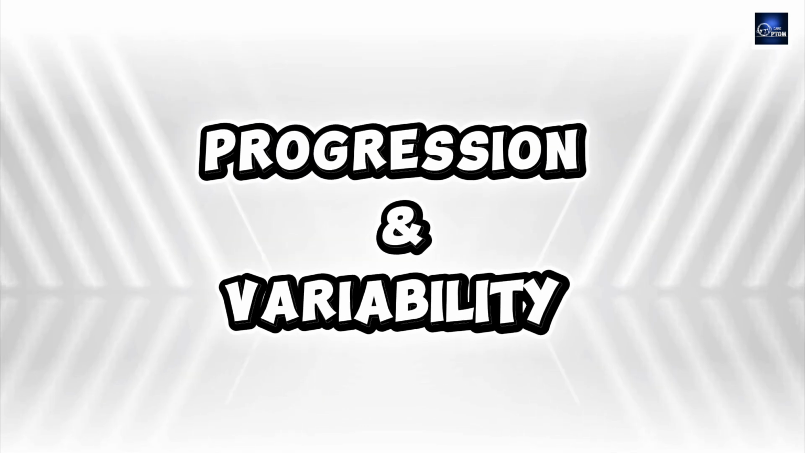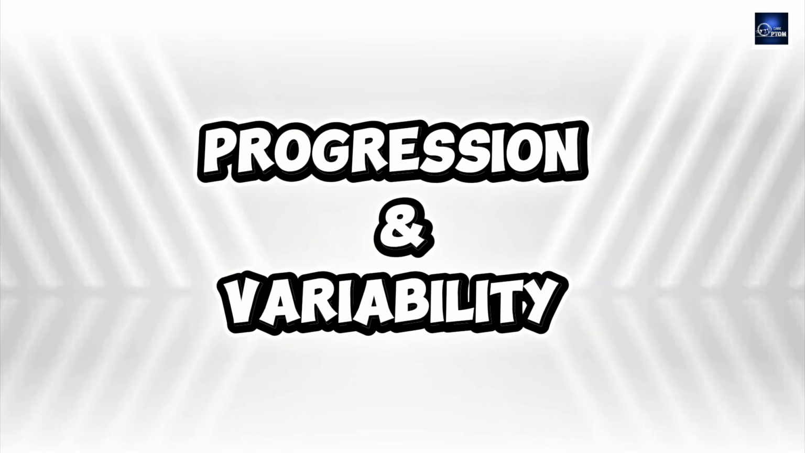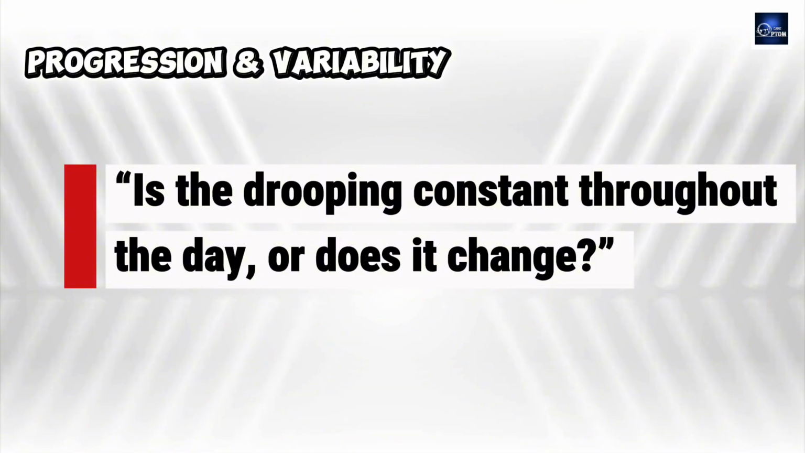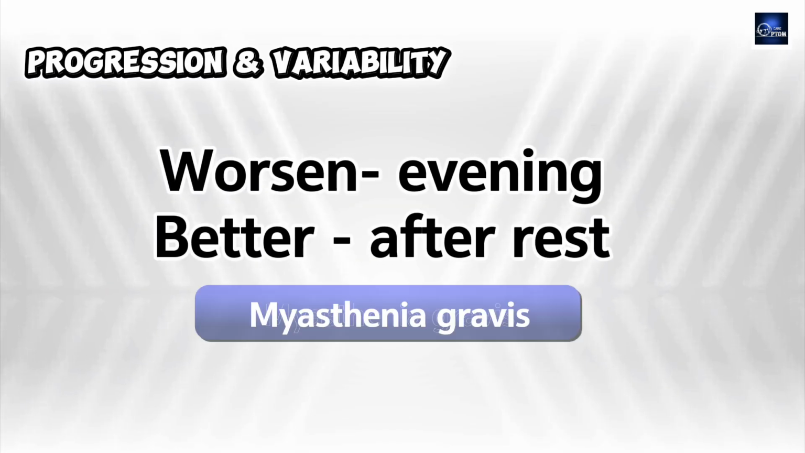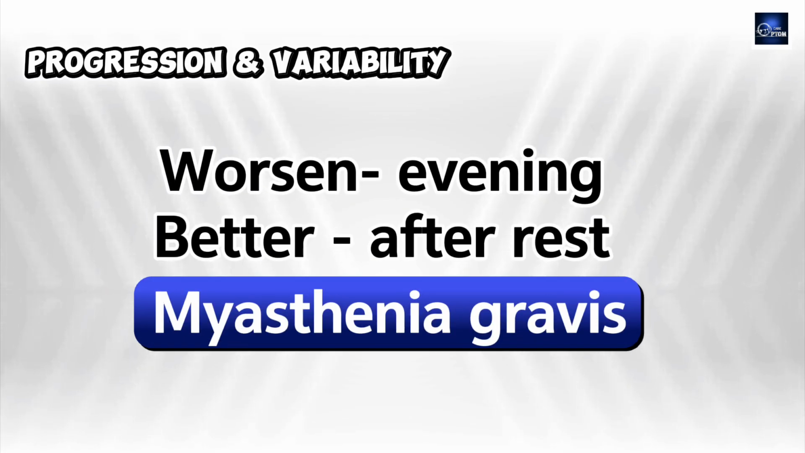After this, ask about progression and variability. Is the drooping constant throughout the day, or does it change? This is a very important question. If the patient says the ptosis worsens by evening or improves after rest, you should immediately think of Myasthenia gravis. Fluctuating ptosis is a classic sign of neuromuscular disorders.